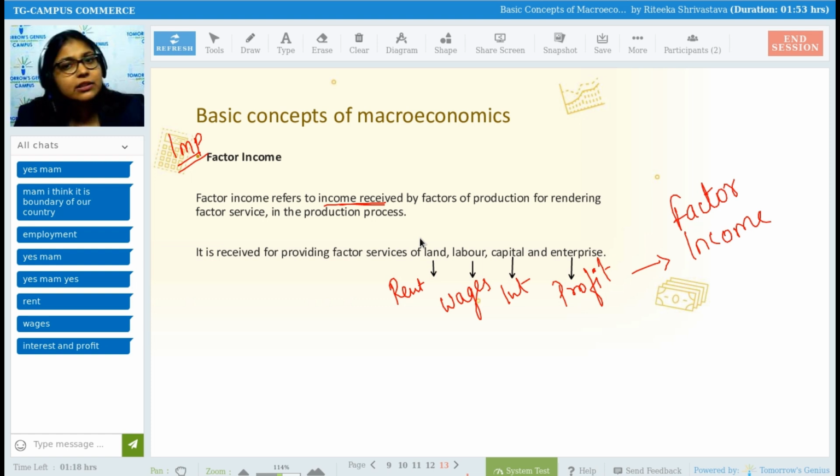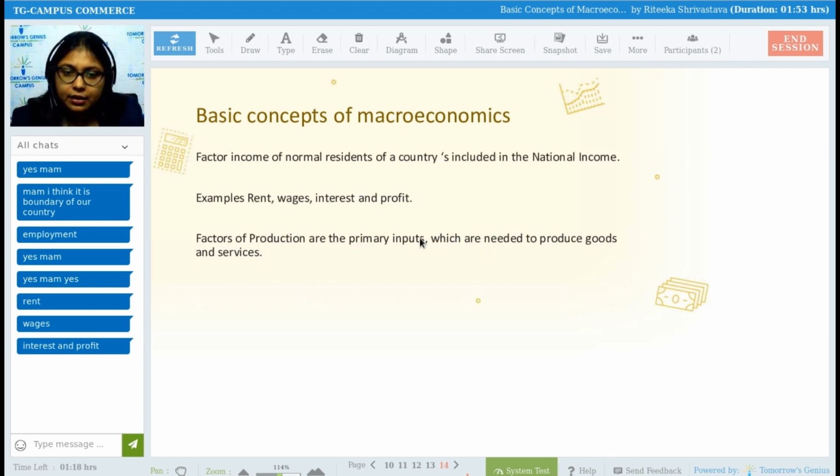After giving the factor services. Factor services are the services which we provide during the production process. Those are called factor services. And after providing those services, we will get something in return. We know that. So that return is called factor income. So rent, wages, interest, and profit are nothing but the factor incomes.